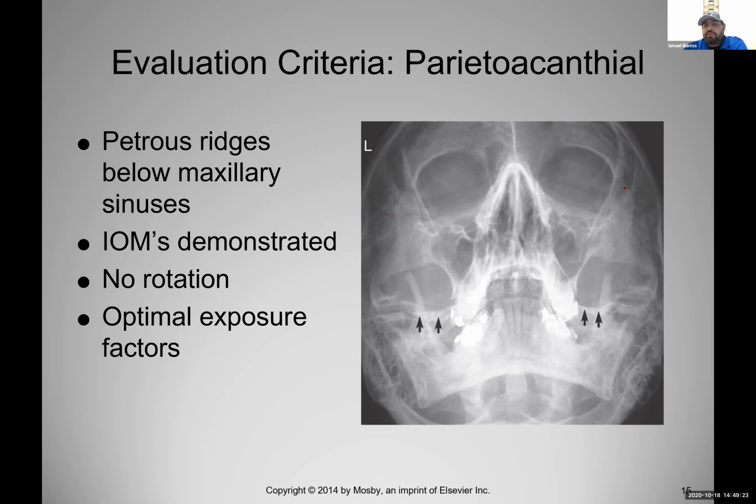Optimal exposure factor, sharp lines, bony trabecular markings, all right? So again, remember, Waters projection. What is it best visualized for the orbit? Not really anything. It's just a general view of the entire orbit. Okay.